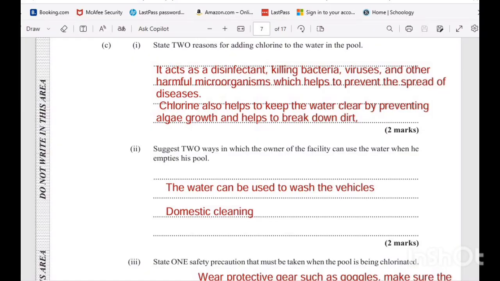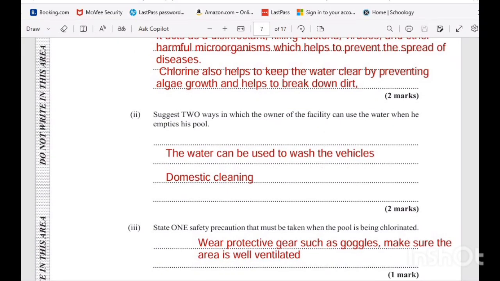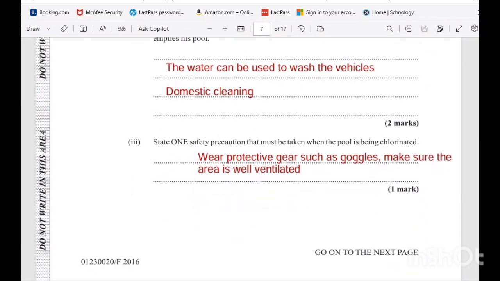State 1 safety precaution that must be taken when the pool is being chlorinated. That's common knowledge. You must wear protective gear such as goggles and make sure the area is well ventilated, because we know chlorine has a smell, and that's 1 mark.